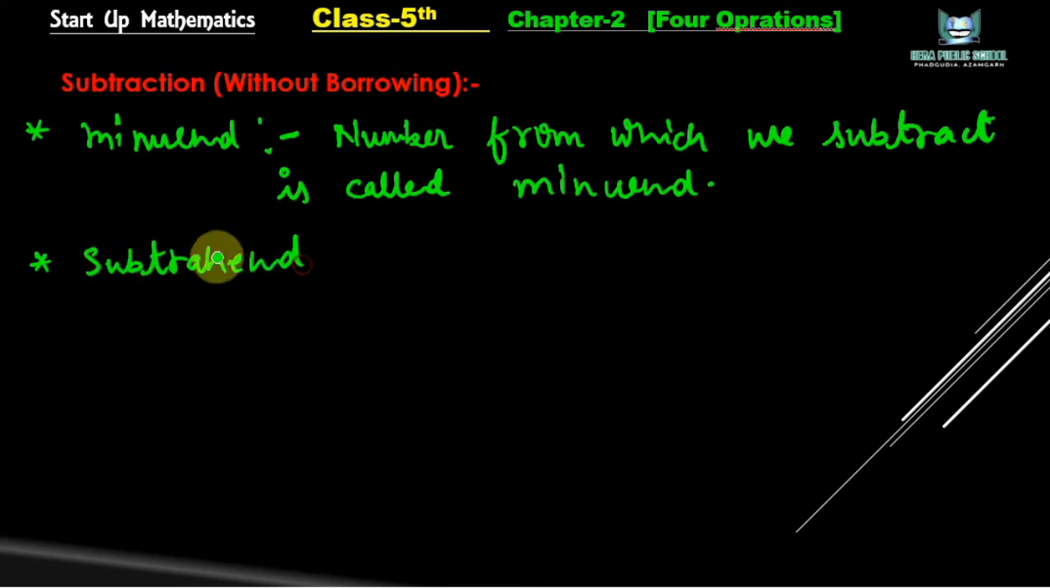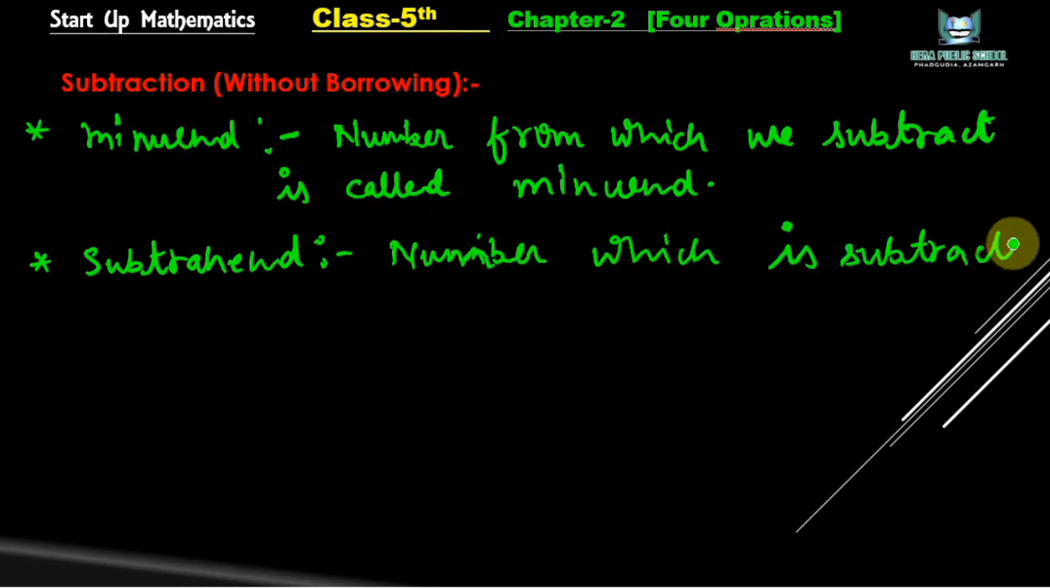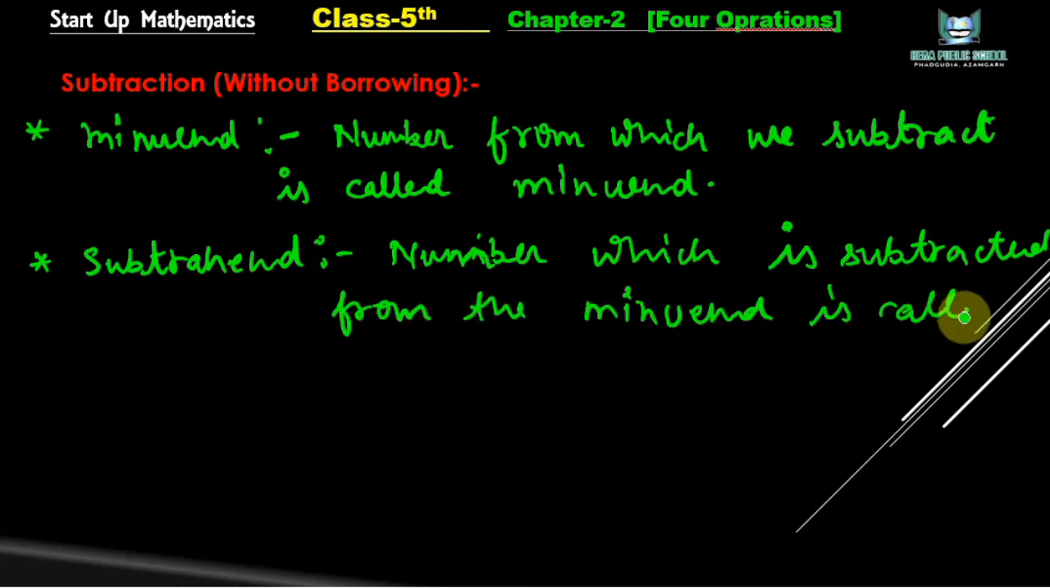Subtrahend. Subtrahend is spelled S-U-B-T-R-A-H-E-N-D. The number which is subtracted from the minuend is called subtrahend. Let's clear with an example.